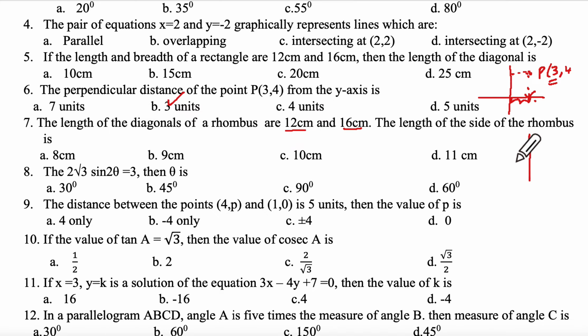For this, if you show the diagram, what do I know about the rhombus? The diagonals are bisected at right angles, correct? If you call this A, B, C, D, then 12 and 16. If this is 12, this will be 6 and 6. And 16 is this, so this will be 8 and 8. Okay, can you see Pythagoras theorem will give you this as 10? So this is easy.